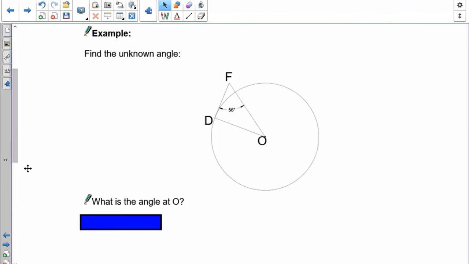What I'd like you to do is find the angle at O, please. So pause the recording and do this question, please.